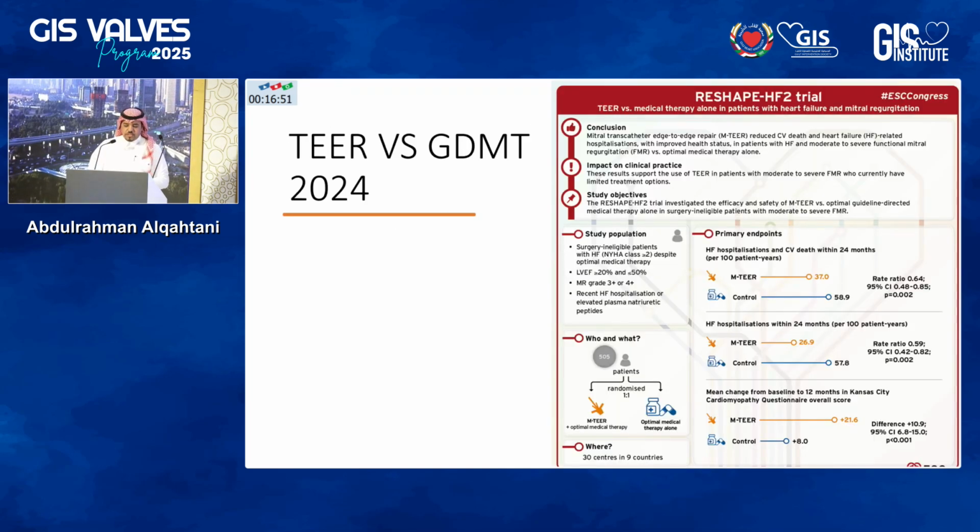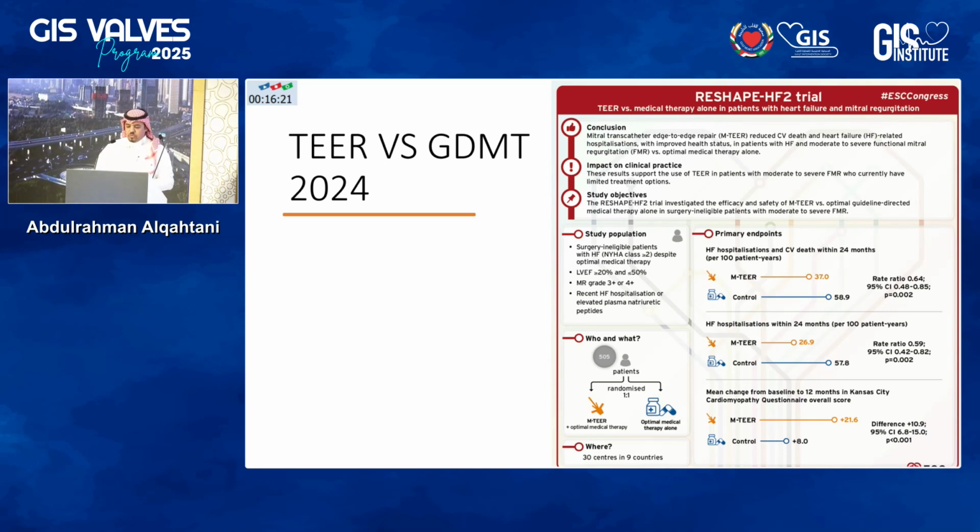Over the last 2 years, two major trials came out. The first one is the RESHAPE trial, which was TEER versus guideline-directed medical therapy. They took 500 patients and randomized them to optimal medical therapy versus TEER. The primary outcome was heart failure hospitalization and cardiovascular death within 24 months. Those who received TEER did very well compared to those with medical therapy.